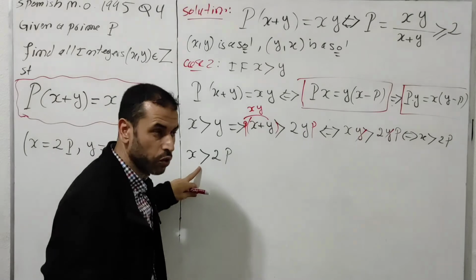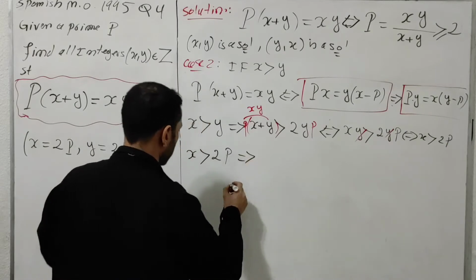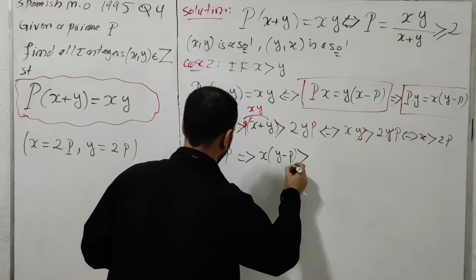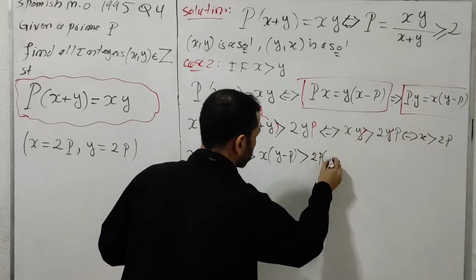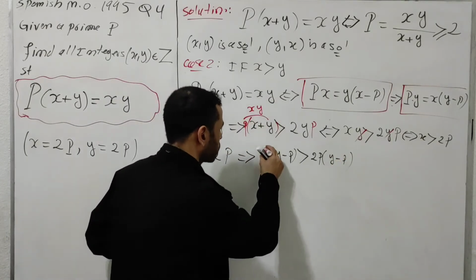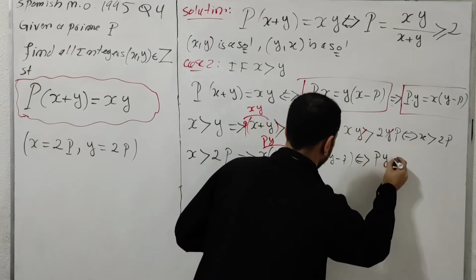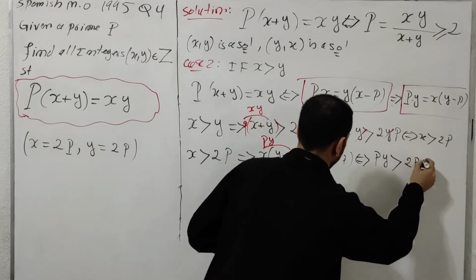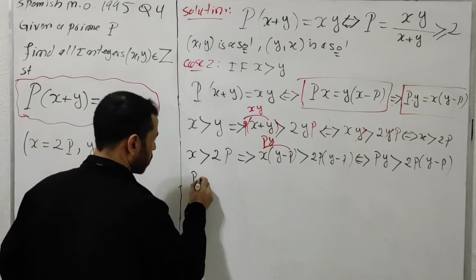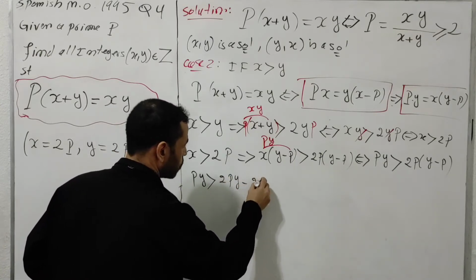The next thing that I'm going to do now is multiply both sides by y minus p. So I will get x multiplied by y minus p strictly superior than 2p multiplied by y minus p. Since x multiplied by y minus p is equal to p multiplied by y, I will have p multiplied by y strictly superior than 2p multiplied by y minus p. I'm going to simplify this one more. I will get py strictly superior than 2py minus 2p square.